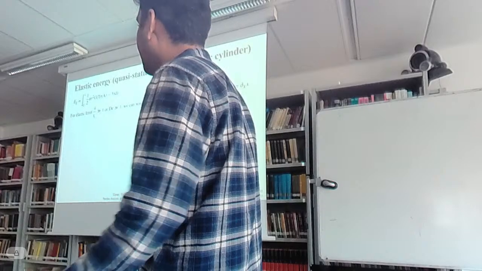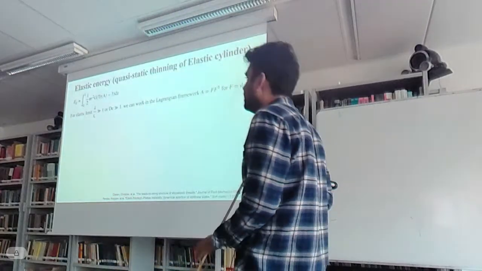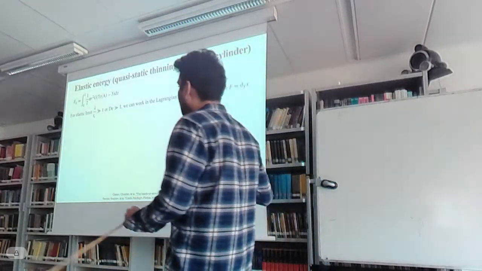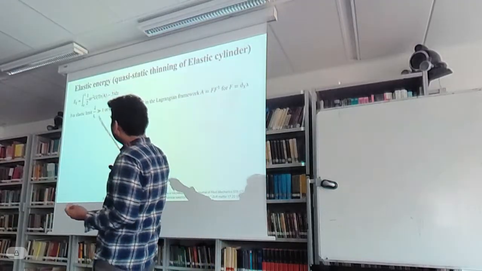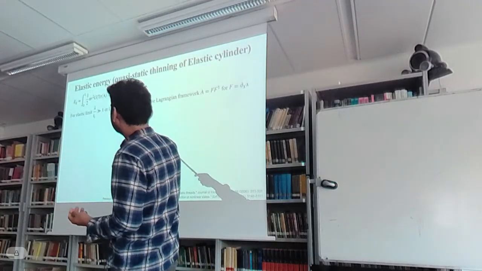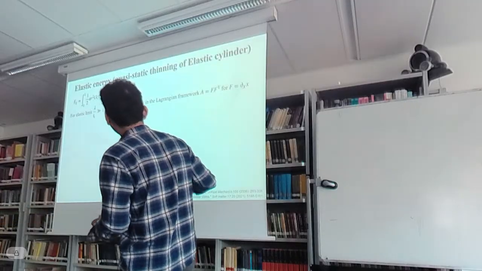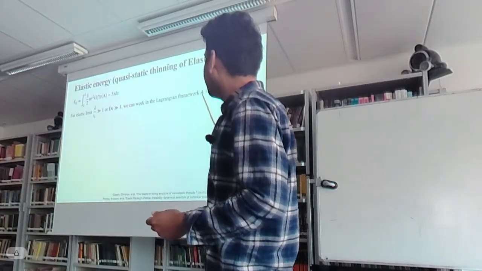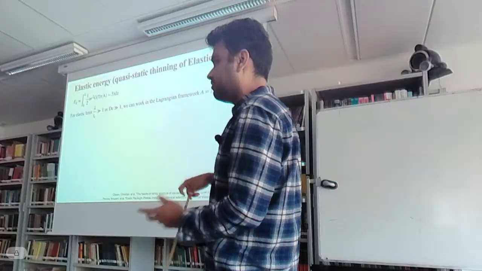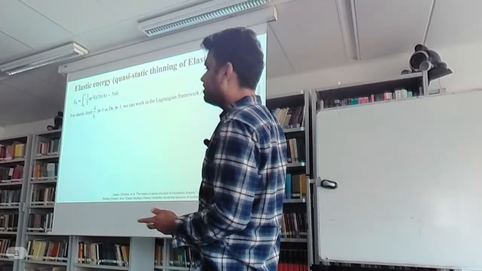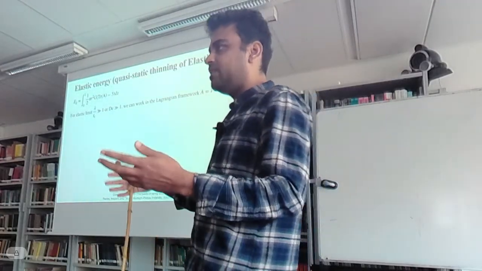But what about the elastic energy? We can also look into the elastic energy of the system. In the elastic limit, which is large Deborah number, which is where we are, we can work in the Lagrangian framework, and the conformation tensor is the Finger tensor times its transpose, where the Finger tensor is nothing but the deformation principal axes.